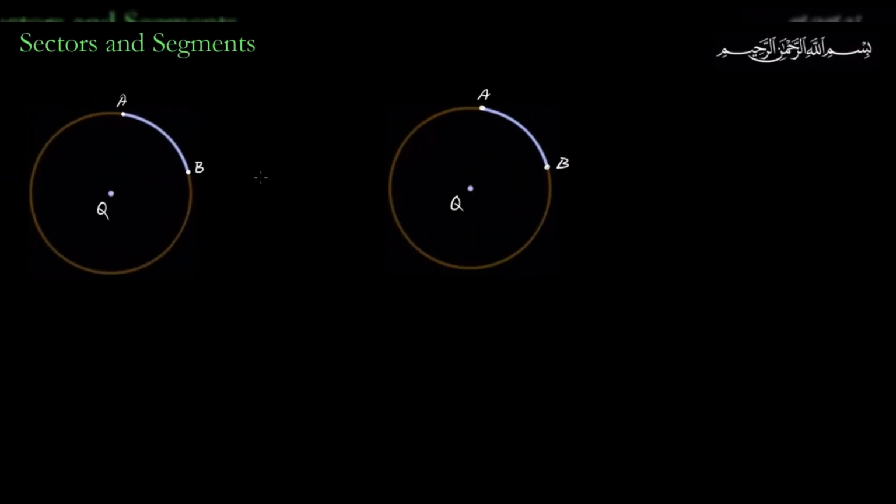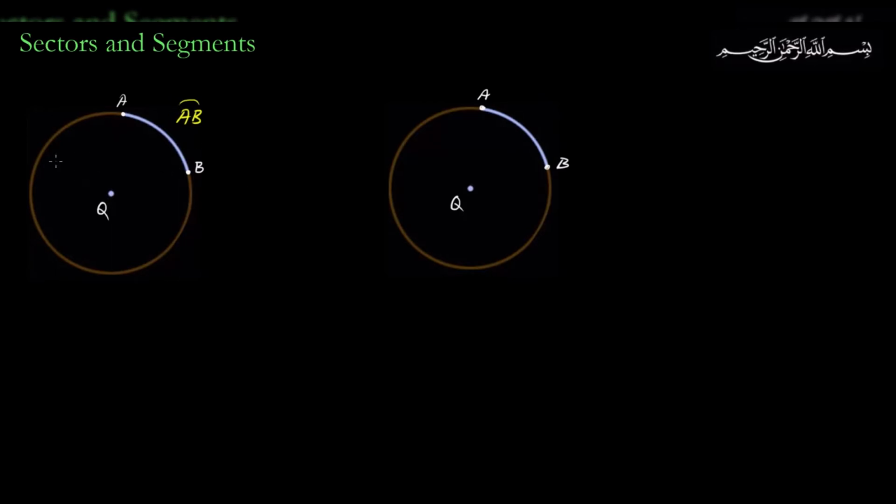Bismillahirrahmanirrahim. Today I'd like to talk about sectors and segments. What you see here before you, of course, is circle Q. And I have selected 2 points from the circle, point A and B, and drawn out this arc. And you would label this arc, of course, as arc AB, with the 2 endpoints.